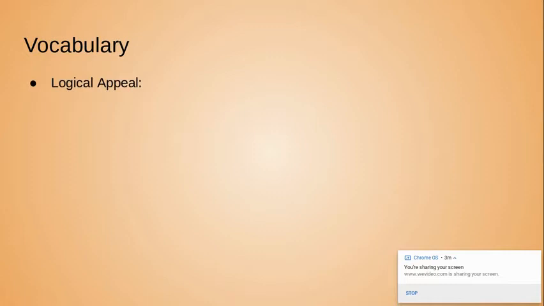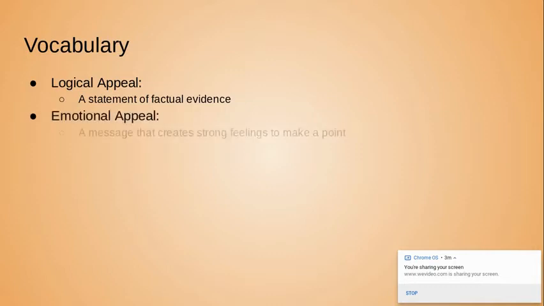All right. And then an argument has to have an appeal. So there's different kinds of appeals. There's a logical appeal. This is a statement of factual evidence. Okay, this is something that can be proven. Okay, and then there's an emotional appeal. This is a message that is meant to create strong feelings. So a logical appeal, this is fact. I have evidence. It can be proven. Emotional appeal is, okay, I'm going to make you feel in a way that makes you want to support me.